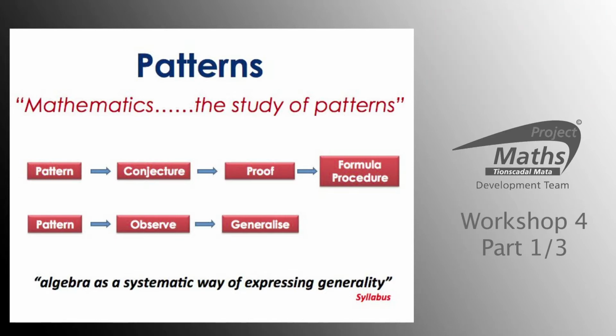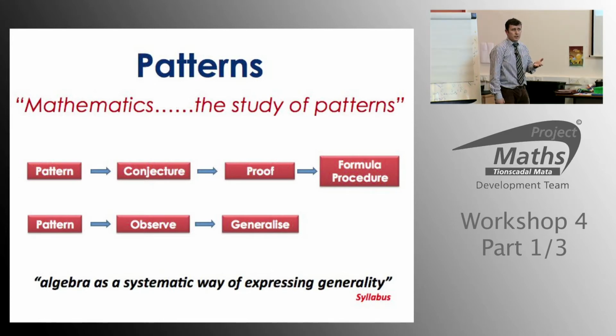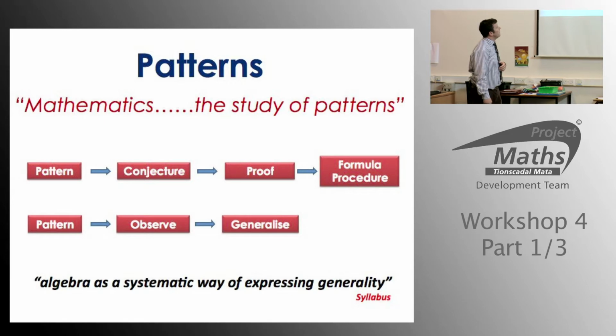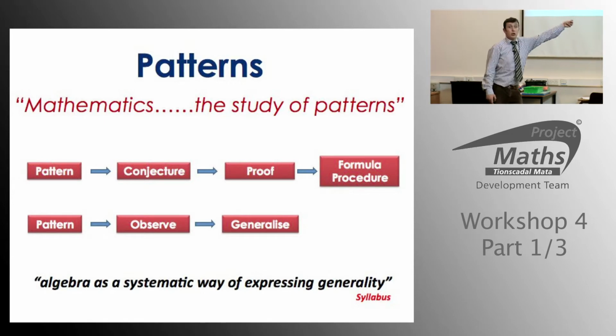A pattern led you to a conjecture, to a proof, and then you went on to a formal procedure. What do we want our students to be able to do? Well, the same idea. They see a pattern, do you observe it? Okay, what's going on here? Can I generalise it and then, obviously, bring it on to the formal?